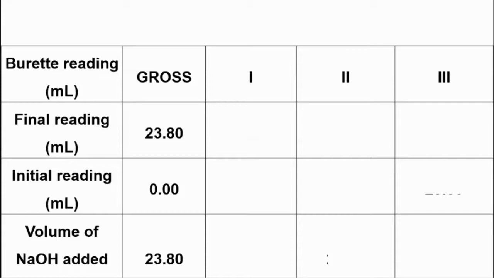Yes, okay, it is enough. Why? Because from the gross reading here, the volume of sodium hydroxide used was just 23.8, and since we started from 0, we are going to have enough remaining sodium hydroxide to be used in this first reading. So in this case, no need for us to add more sodium hydroxide.